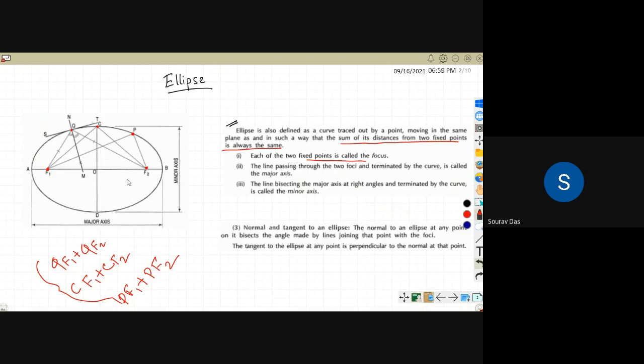The line passing through the two foci, F1 and F2, is known as the major axis. And the line bisecting the major axis at a right angle is known as the minor axis.